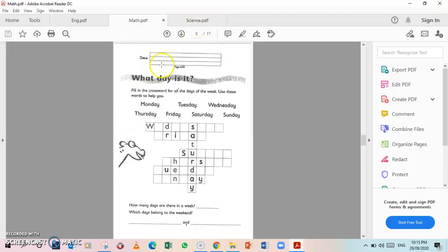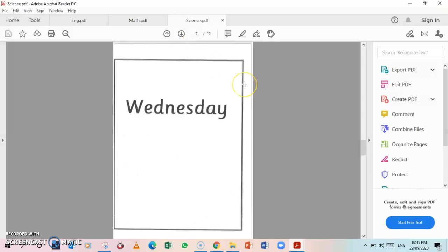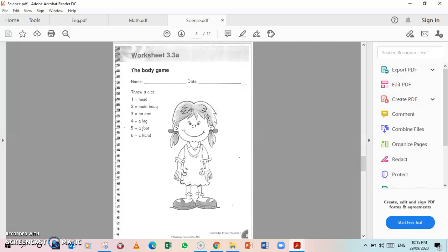Now, moving on to your science for Wednesday. Year ones, get your science activity pack out and look at what we have to do on Wednesday. So, for Wednesday science, year ones, we are playing a game. You get to roll a dice, okay?